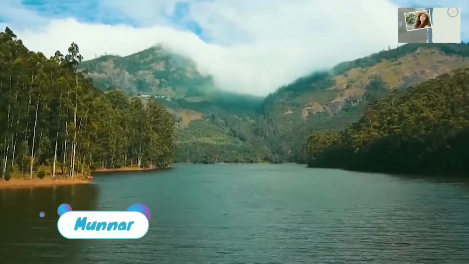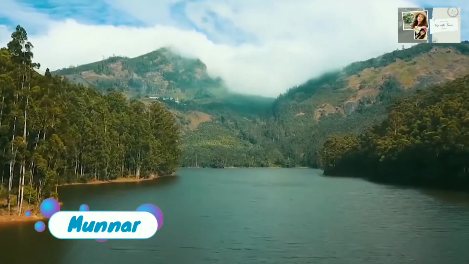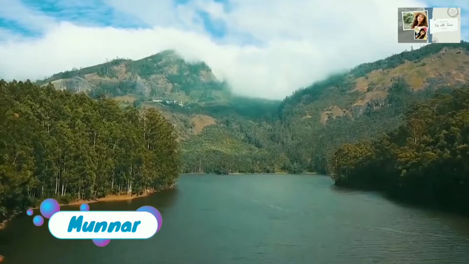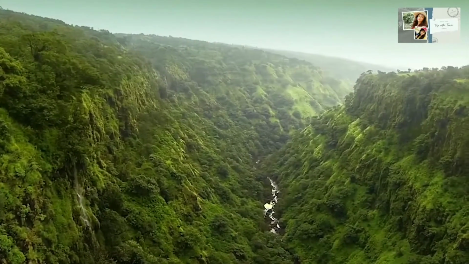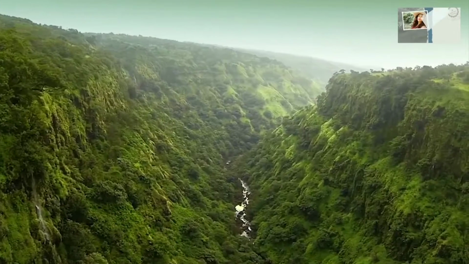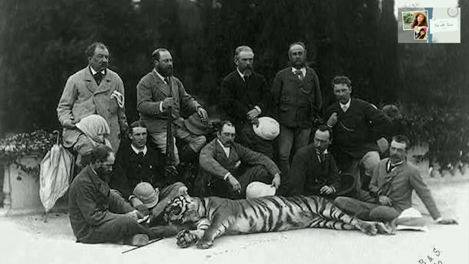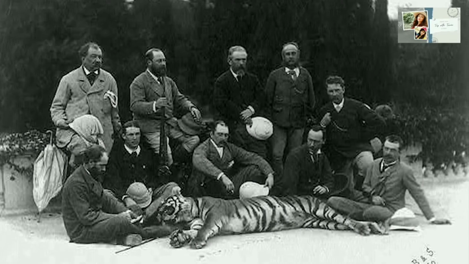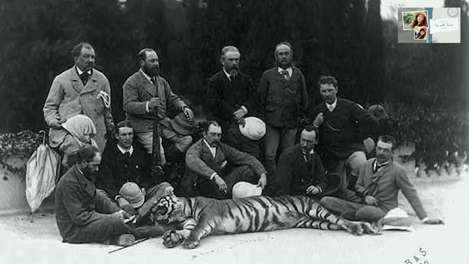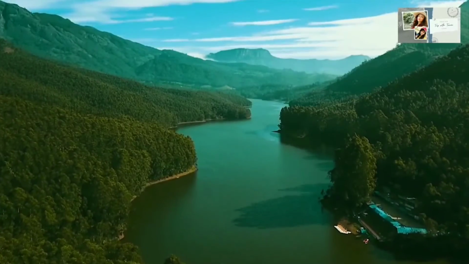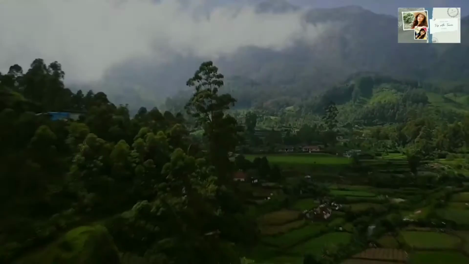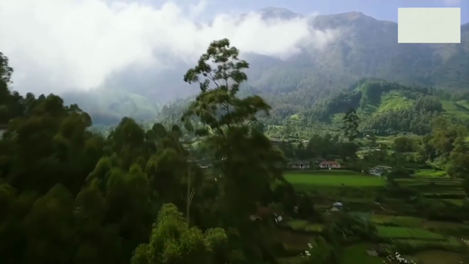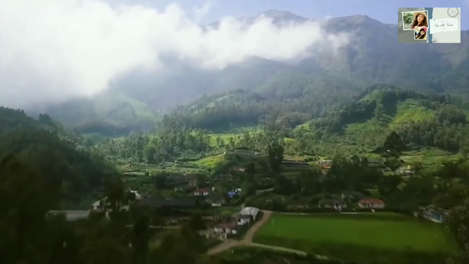Munnar. This is a hill resort town in the Idukki district of Kerala. The Western Ghats in Munnar are the crowning jewel and themselves are a parent range. Munnar was also once the summer capital of British India. It is snuggled at the meeting point of three mountain ranges, Kundala, Nalathani and Mudrapuzha.